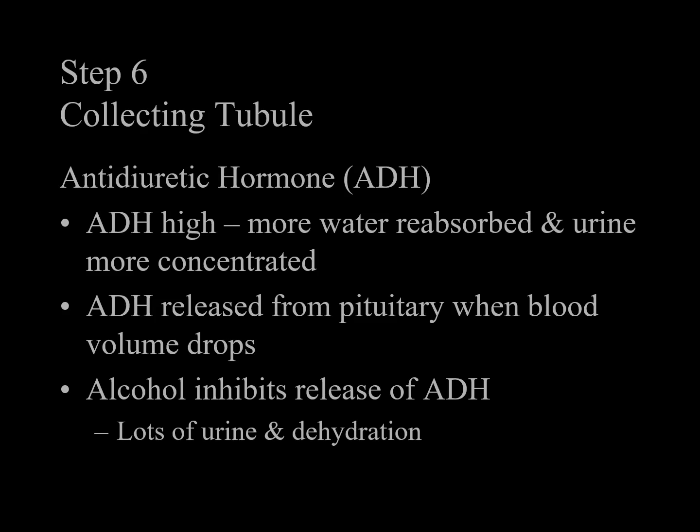ADH is released from the pituitary, and it's basically part of the mechanism that controls your blood volume. So if your blood volume drops, that's the signal that says, okay, we better start hanging on to water. And so ADH is released, and you basically produce more concentrated urine. Now, alcohol tends to dehydrate you, and that's because of what alcohol does to the release of antidiuretic hormone. If you drink alcohol, alcohol inhibits the release of ADH, which means that you're going to produce a lot of urine, and it's going to be very dilute, and you're going to tend to dry out because of that.